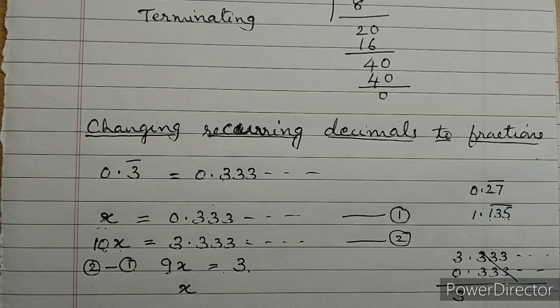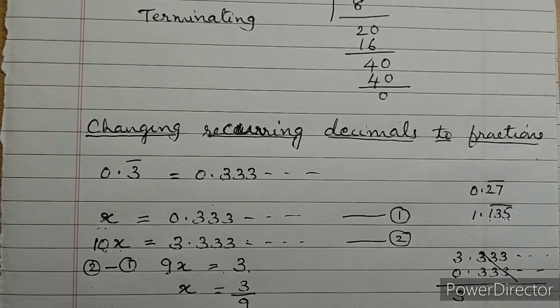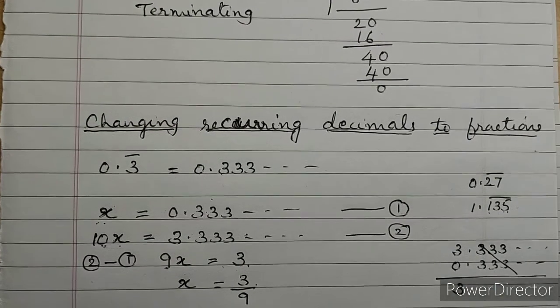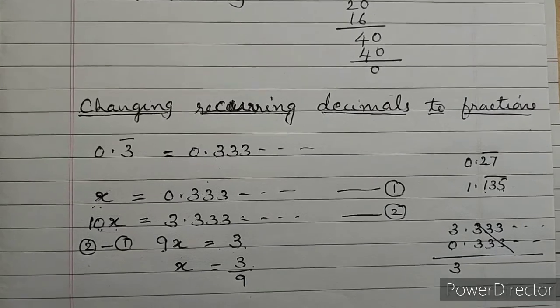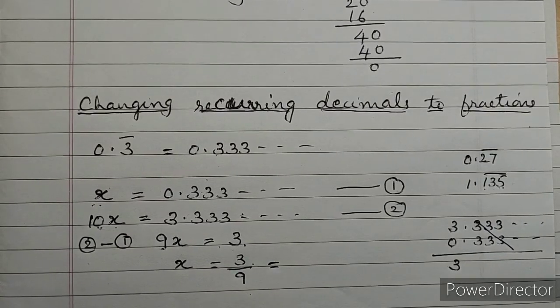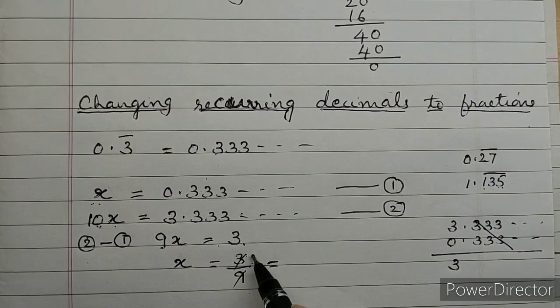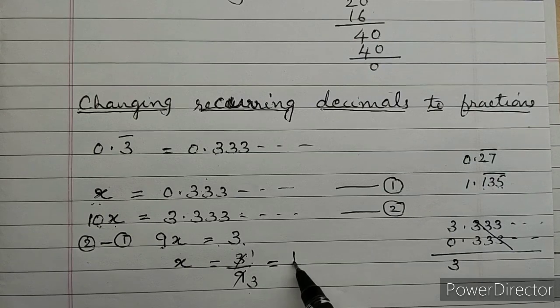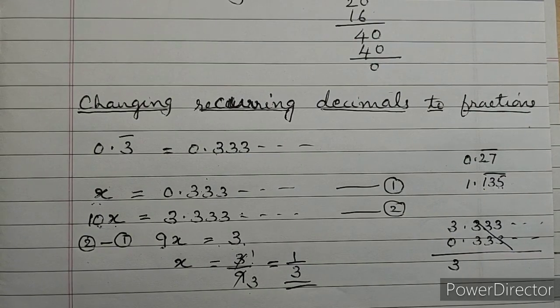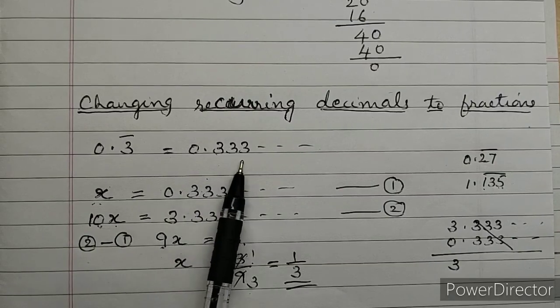This 9 will go to the other side. It will change to division. So 3 by 9. Here it is multiplication, which means when it comes to the other side, it will change to division. So 3 by 9, you can simplify it and cancel in the 3 table, 1 by 3. So x is equal to 1 by 3, which is equivalent to 0.333.